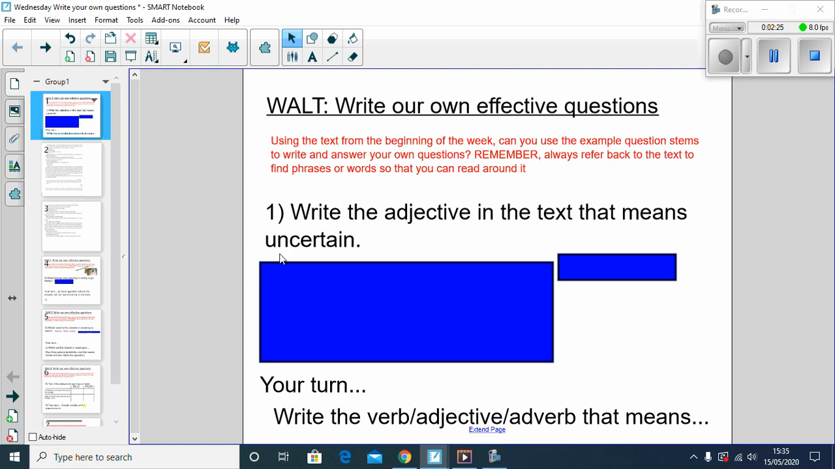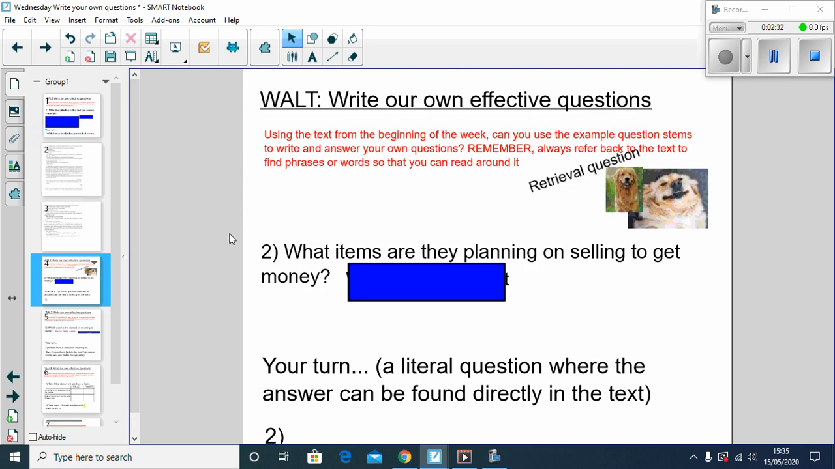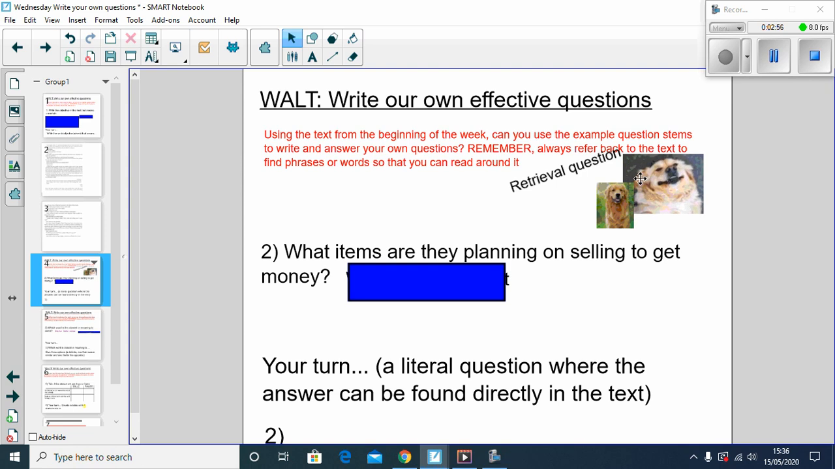Right, so hopefully you've written your first question. Now let's move on to question number 2. Question number 2 is a retrieval question, and the word retrieve means when you bring something back, or you find it and you bring it back and put it into your answer. I remember what retrieve means because I've got these golden retrievers to remind me. The golden retriever's job is to locate something and bring it back, or they're supposed to anyway.